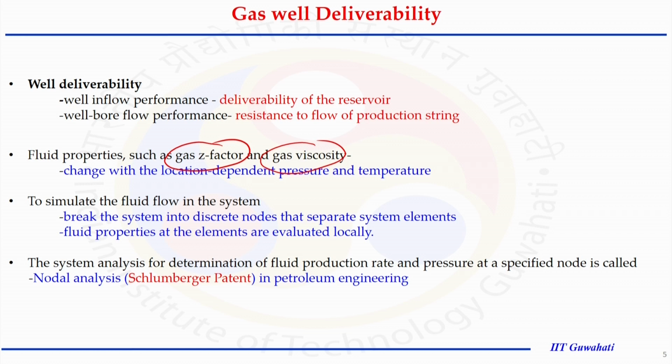So we can establish that relationship at a particular node with the help of nodal analysis, and this is a Schlumberger patent widely used in petroleum engineering to understand the reservoir or the well exactly. At a particular operating condition, if the well is being produced, what will be the flow rate, or if we want to achieve a particular flow rate, what will be the pressure at that condition.